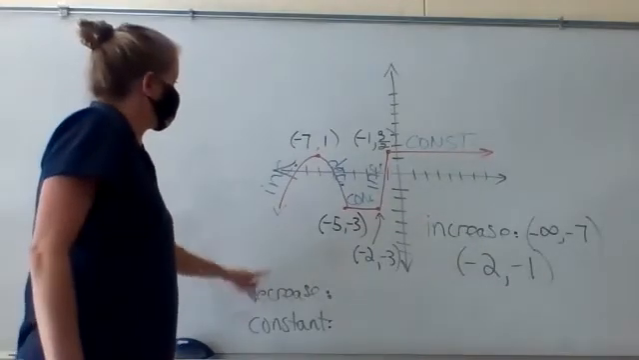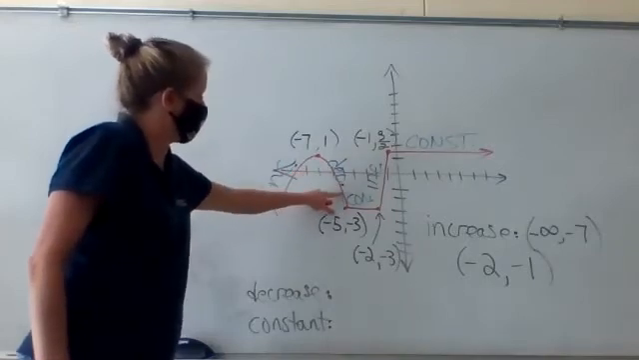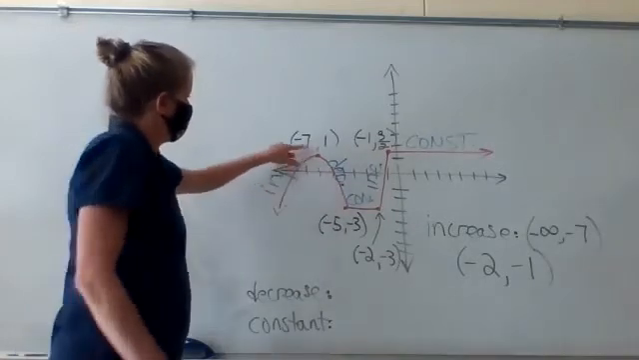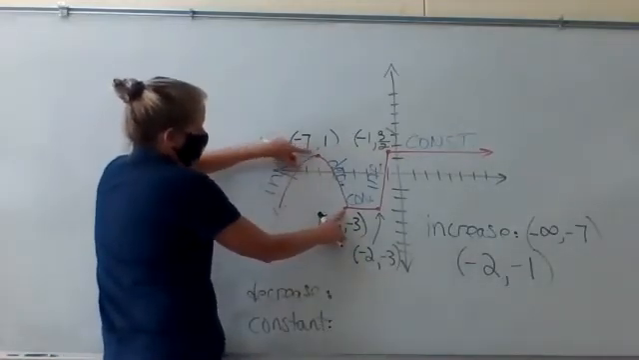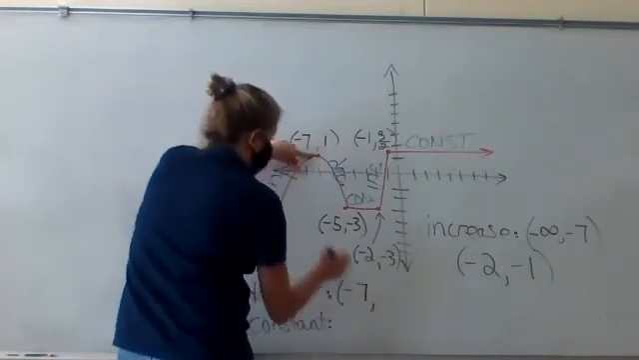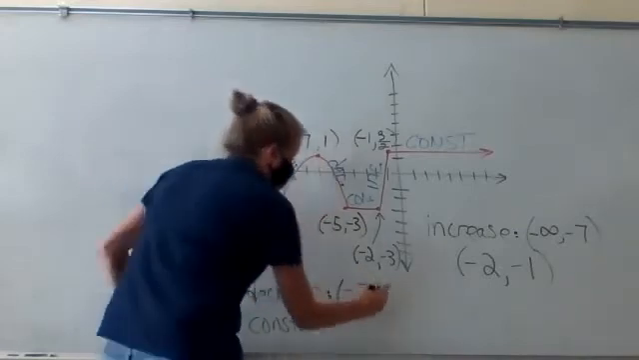Talking about decrease, well, there's only one spot where the graph is going down. There's only one decrease, which is right here. You've already labeled the point, so you know these 2 x coordinates. It starts to decrease at negative 7, and then it decreases until it gets to this point, and its x coordinate is negative 5.